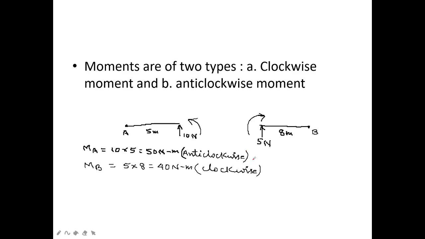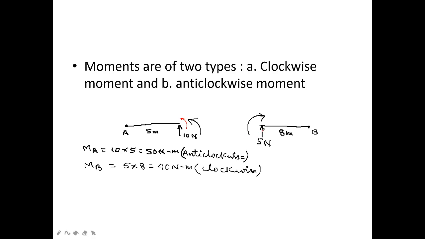Now moments are of two types. One is clockwise moment, another is anti-clockwise moment. This figure shows an anti-clockwise moment and this figure shows a clockwise moment. Now I want to take the moment of 10 Newton about point A. So MA is 10 into 5, 50 Newton meter. And the turning tendency of this force about point A is like this. That's why this is an anti-clockwise moment.